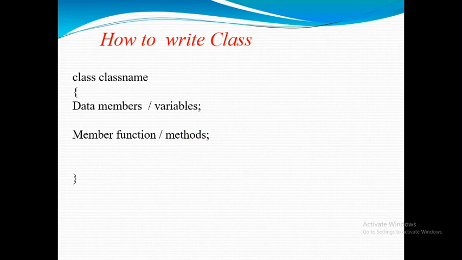Next, what is the syntax, or how are we going to write the class? As we have defined, a class is a collection of data members and member functions. So we have the keyword, the predefined class, whereas the user defines the class name. The body of the class is going to have two things: the data members or variables, and the member functions or methods.